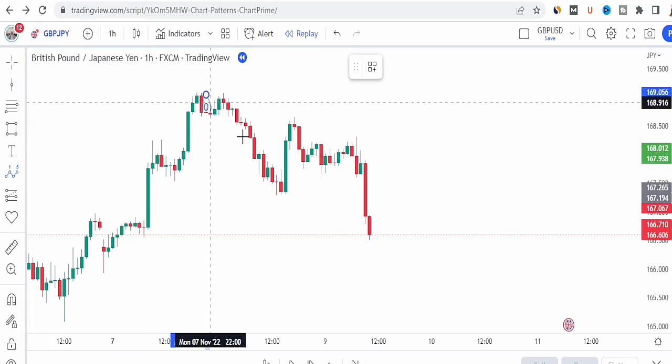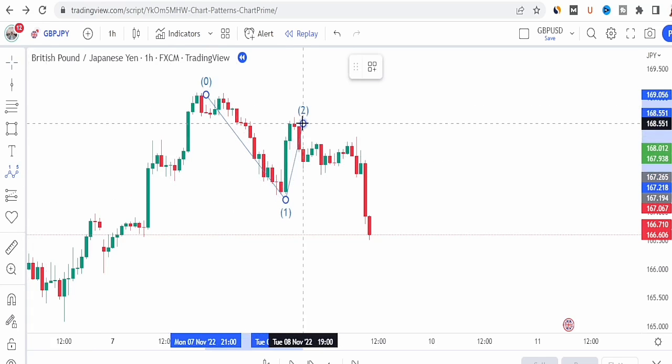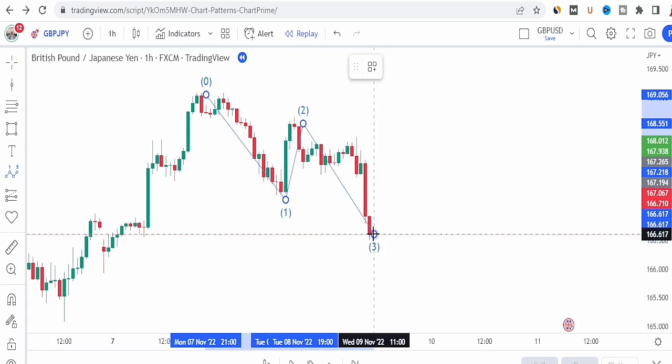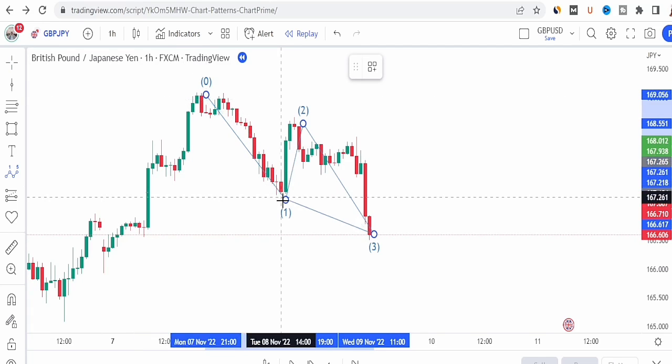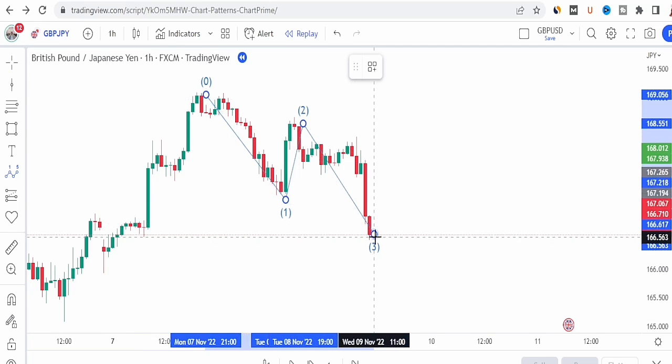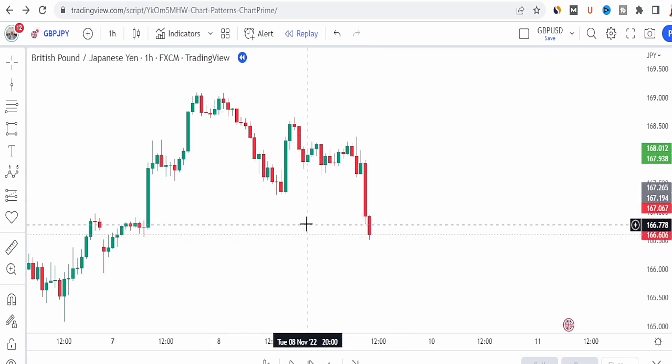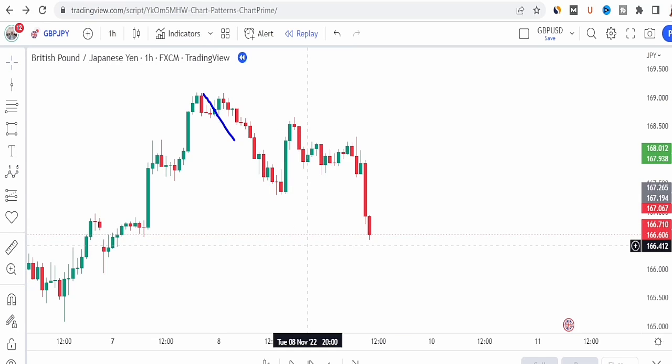So you get from 1, 2, 3 like this. If you get one move to the downside, another move, and another move to the downside, then that means you are now in a downtrend. So it's a 1, 2, 3 move. First of all, you just want to see a 1, 2, 3 move. That is enough for you to confirm your downtrend.